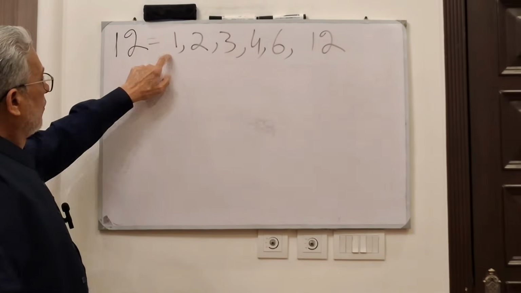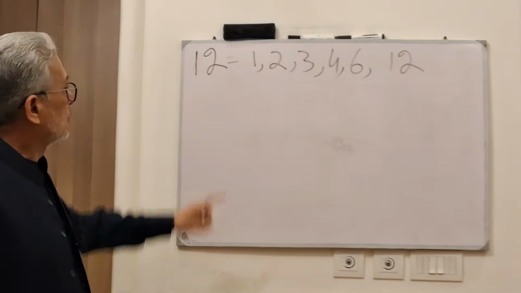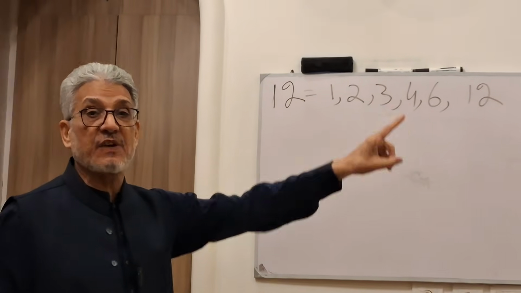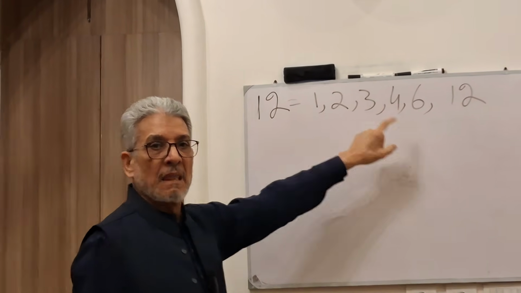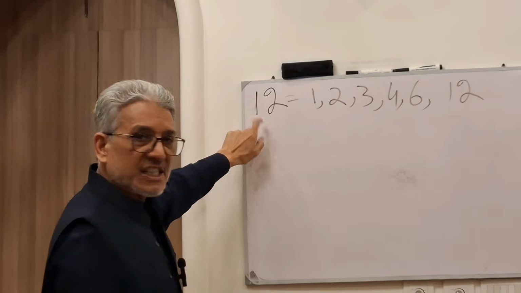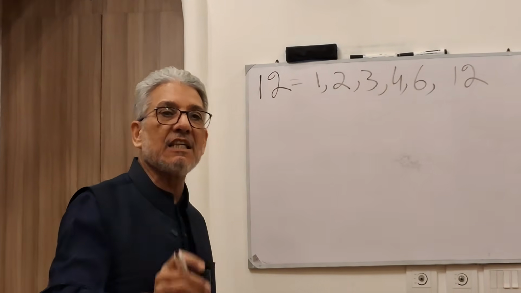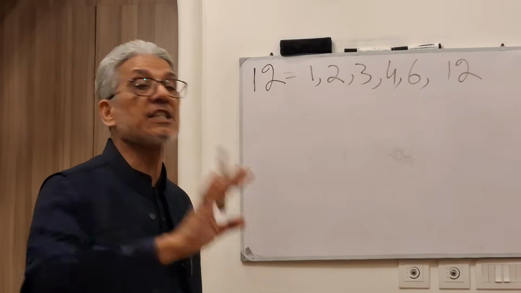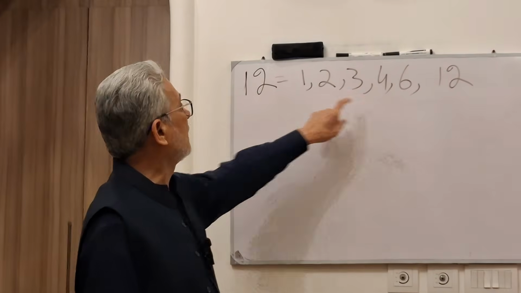How many? 1, 2, 3, 4, 5, 6. 6 factors. So 12 has how many factors? 6 factors. Meaning thereby, these 6 numbers divide this number 12 exactly, leaving the remainder 0. There is no remainder. Remainder is 0. So these are called factors of 12.